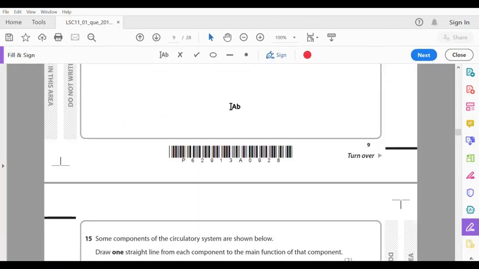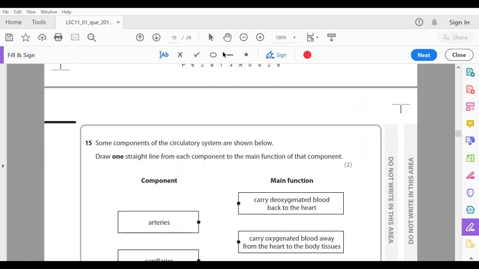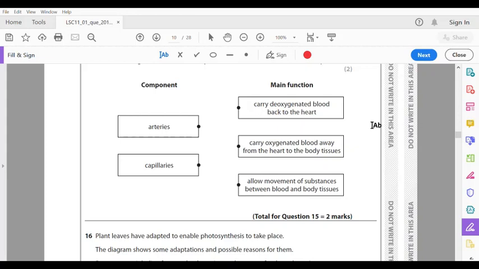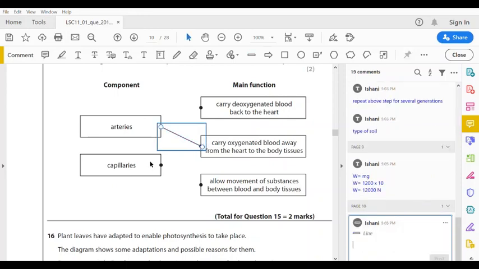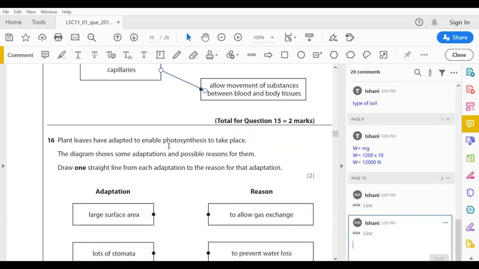What's the next question? 15. Some components of the circulatory system are shown. So you need to connect. Arteries, they carry oxygenated blood away from the heart to the body tissues. Next one, capillaries allow movements of substances between blood and body tissues. This is the correct way to connect.